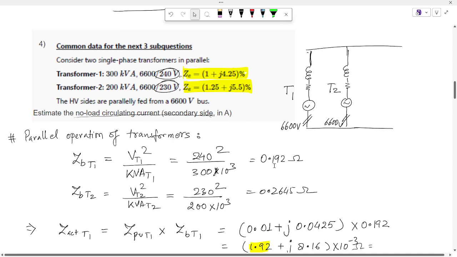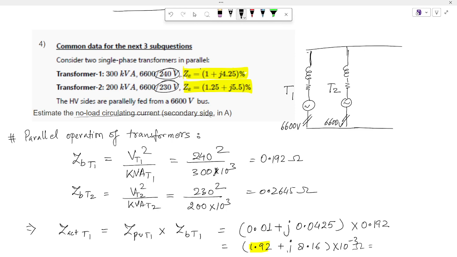Now, next question: we have a parallel operation of transformers. We have been given two single phase transformers which are operating in parallel. Transformer 1 ratings are 300 kVA, 6600 by 240 volt. Per unit impedance is given as Z equals 1 plus j4.25%. Similarly, transformer 2 is 200 kVA, 6600 by 230 volt, and per unit impedance is 1.25 plus j5.5%.